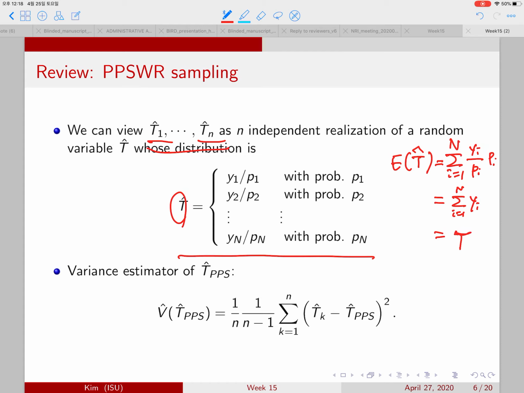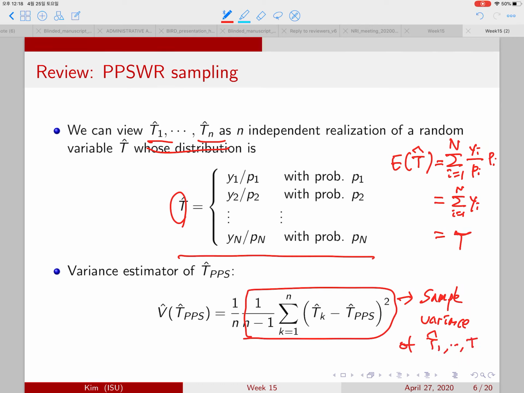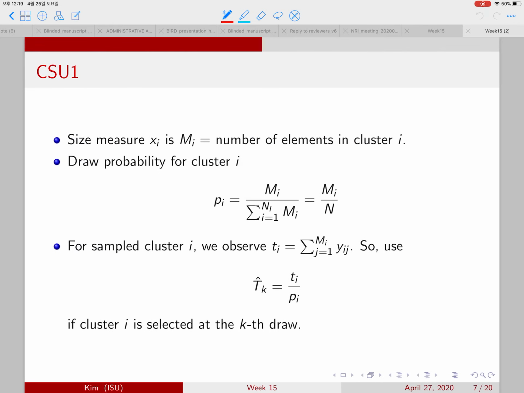And also because they are an IID random sample, basically this is the sample variance of t hat 1 to t hat n. So we use the sample variance of the t hat and then divide by n to get the variance estimator. Okay.